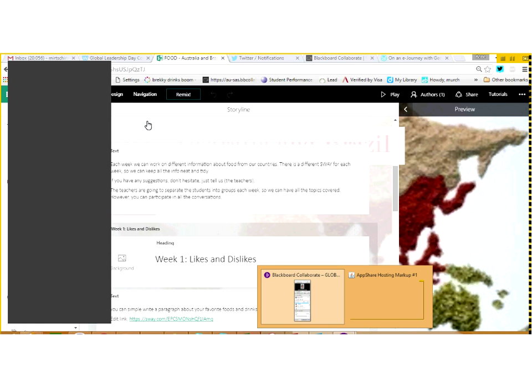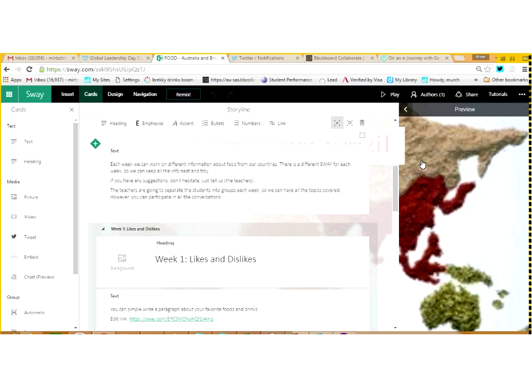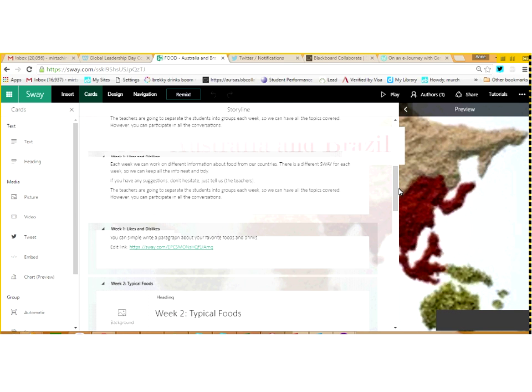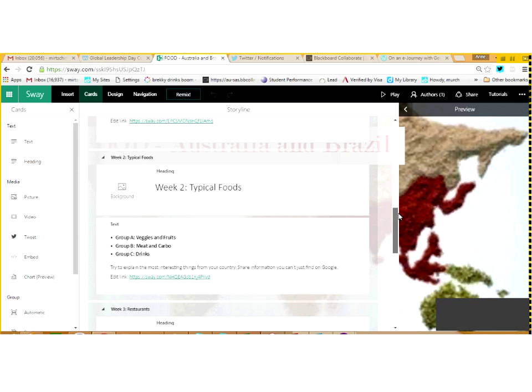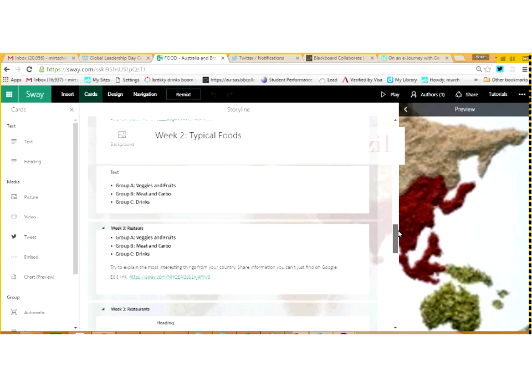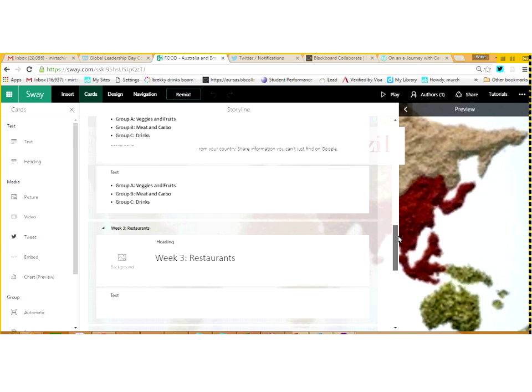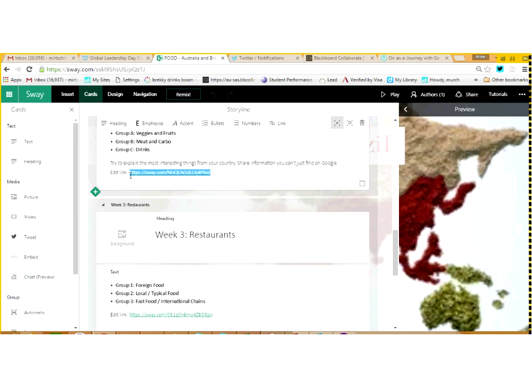So each week the students would be responsible for talking to one of the topics. If we have a look here, we had likes and dislikes. The students just looked at what they each liked and disliked. We went on to talk about our different typical foods, and it was surprising how much we were at times similar, but then at times quite different. Then we talked about the restaurants.